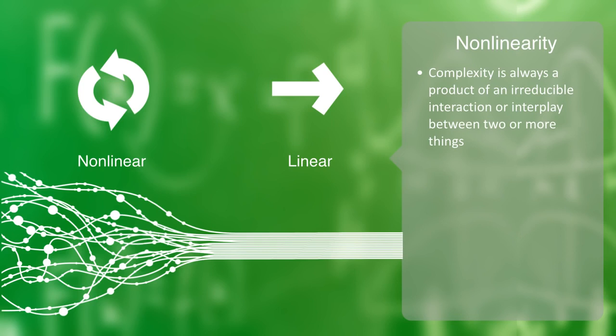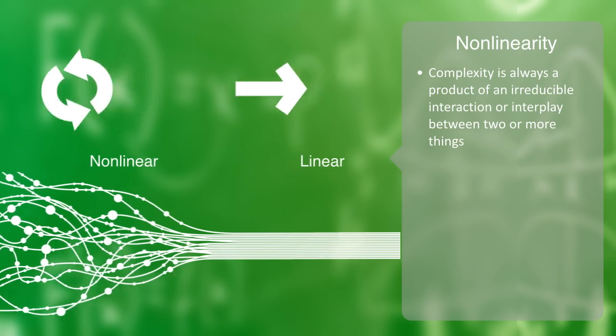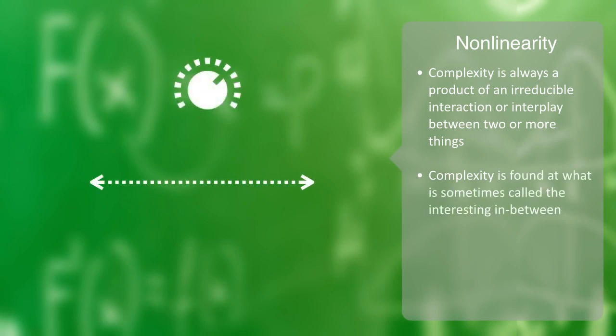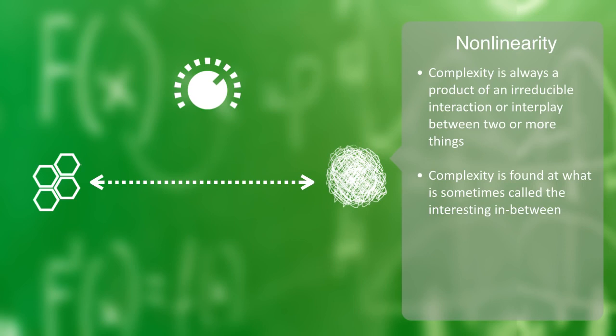Thus, one of the main ideas or findings of complexity theory is that complexity is found at what is sometimes called the interesting in-between. If we take some parameter to a system, say its rate of change or its degree of diversity, and turn this parameter fully up, what we often get is randomness or continuous change without any pattern. Or if we turn it fully down, we get complete stasis or homogeneity with very stable and simple patterns.